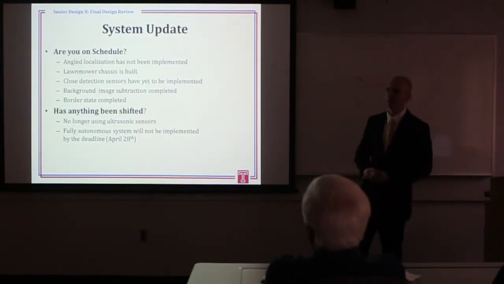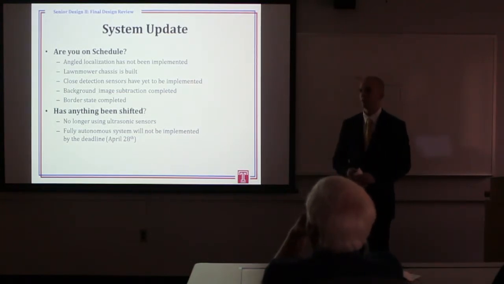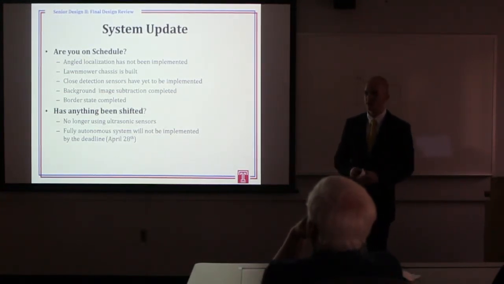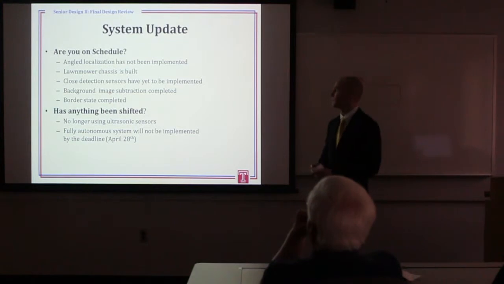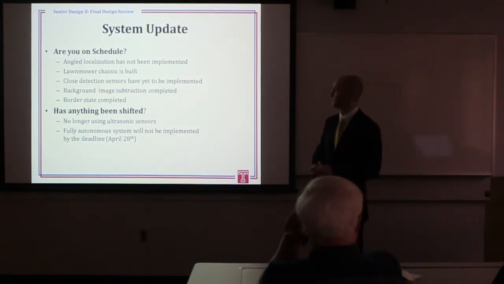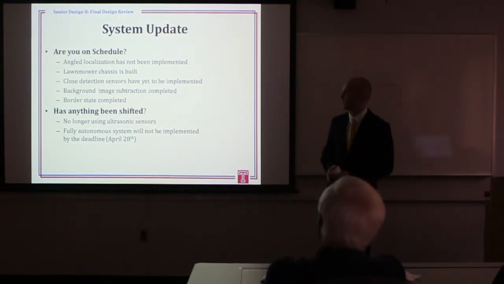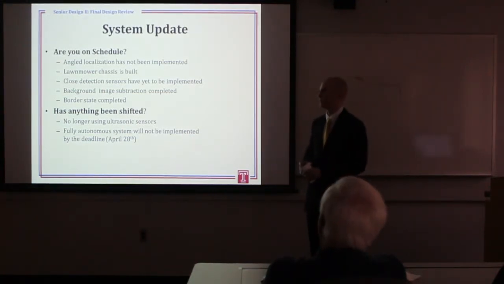For our schedule, we have fully implemented the border state, meaning that we are fully able to trace the white line and implement all the corners of our field. From there, we are able to generate a path, but also we have fully designed the mechanical aspects of our system so that we have also tested this manually. For the localization, we have also finished and completed the background subtraction image.